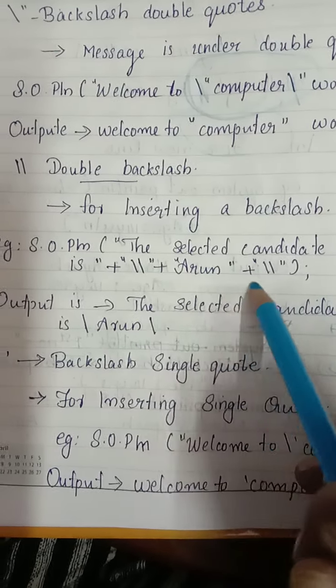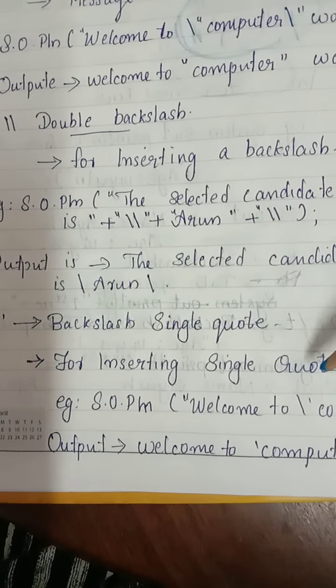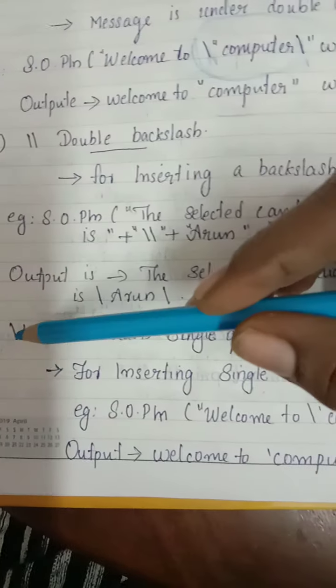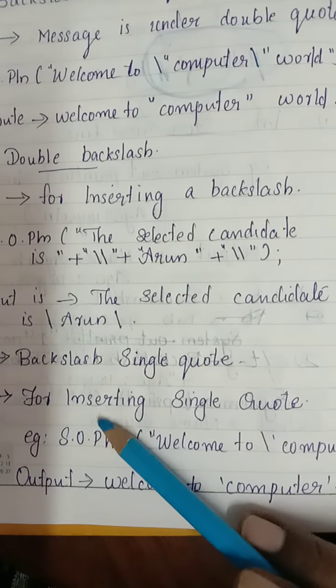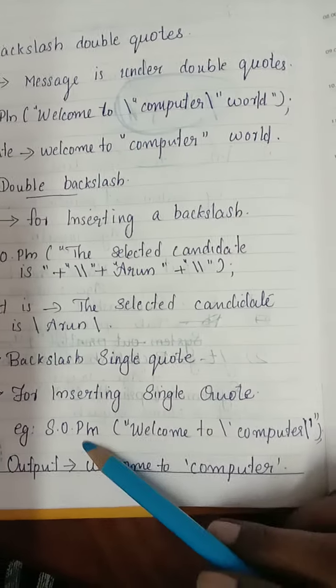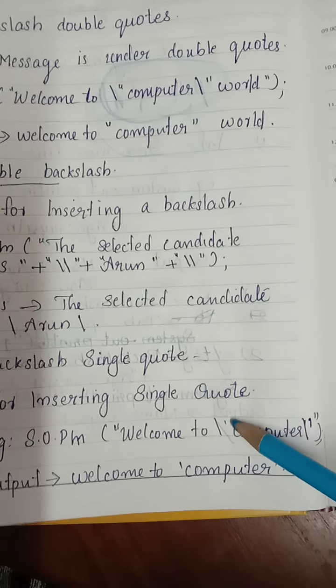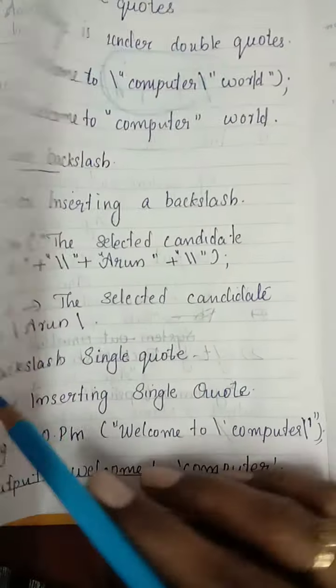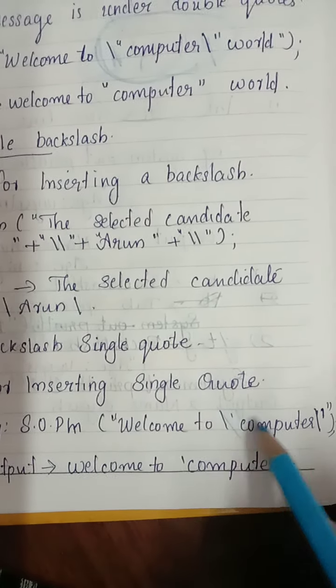See like this. Then backslash single quote. For inserting a single quote, we can give this backslash single quote escape sequence. For example, system.out.println welcome to backslash single quote. It will display like this, welcome to 'computer'. Computer is in the single quotes.